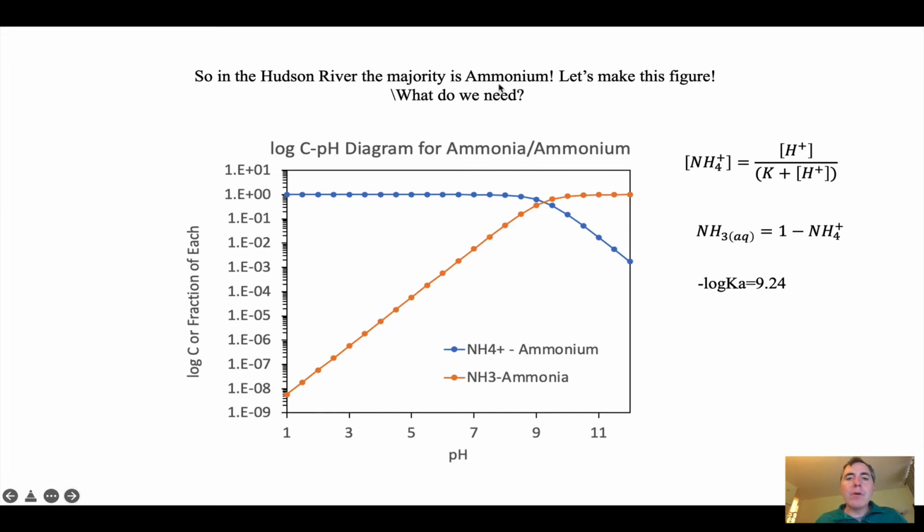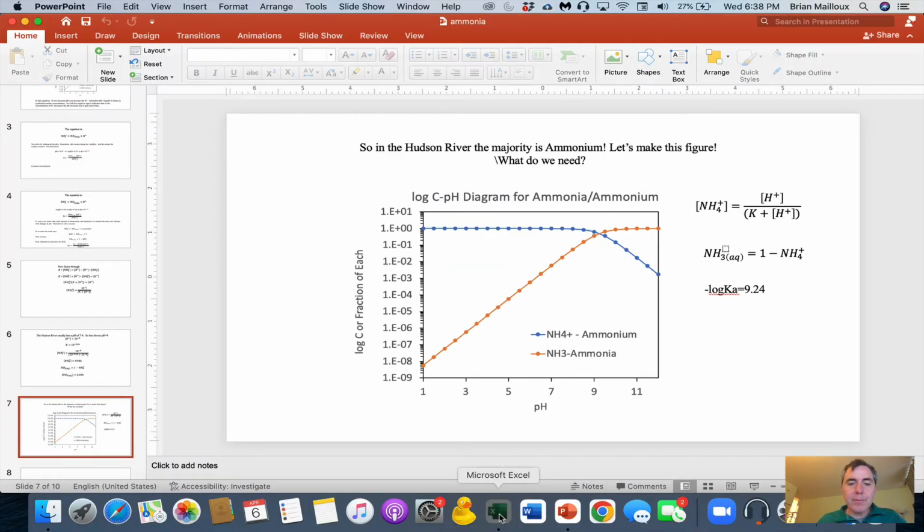So we're going to go make this figure. What do we need? We need this equation: the ammonium equals H plus over K plus H plus. We need the ammonia, it's equal to 1 minus that. And we need our minus log Ka. So now let's go jump to Excel and see if we can do this.